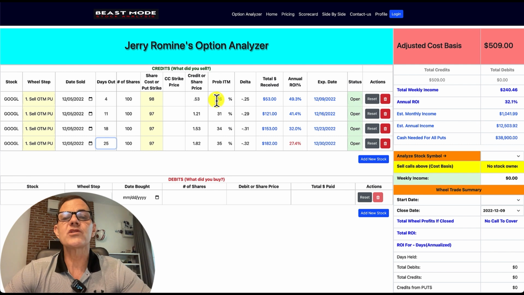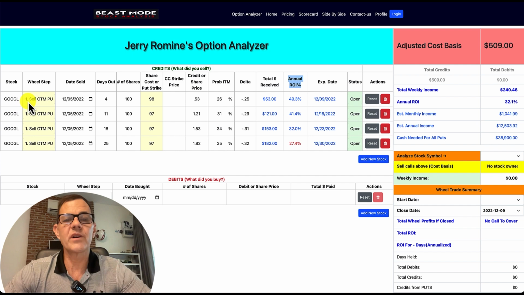So we've got the lowest chance of this one being in the money, which means it's the highest chance for us to collect those premiums without ever having to buy the stock. Oddly enough, the one that is the farthest out actually gives us the highest chance of being put the stock, and this is what I want to focus on right here, our annual ROI.